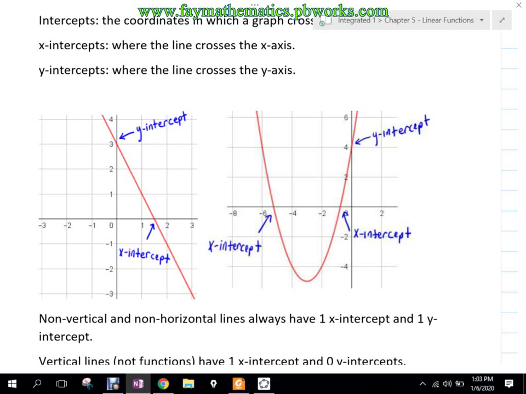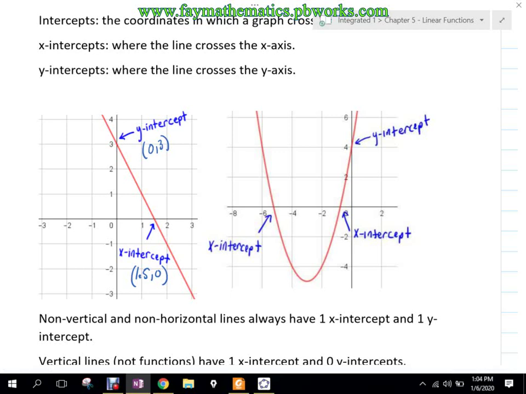We identify those as ordered pairs. So this y-intercept here would be 0, 3. This x-intercept down here, we have to guess here, is probably 3/2 or 1.5, comma 0. But those are y-intercepts and x-intercepts. You guys seen those words before? Yeah. Okay.